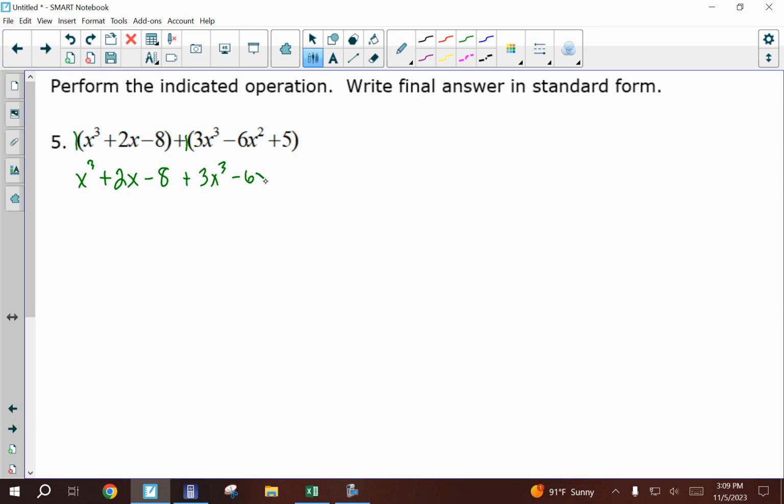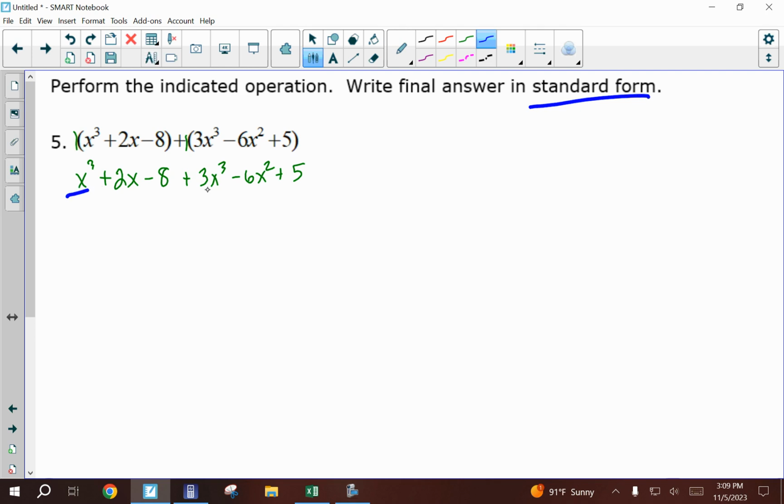So I'm going to copy this down. And then I'm going to combine like terms. Now this says to write it in standard form. Standard form means that you start with the highest exponent. So since they want the answer like that, I might as well start searching based off of exponents.